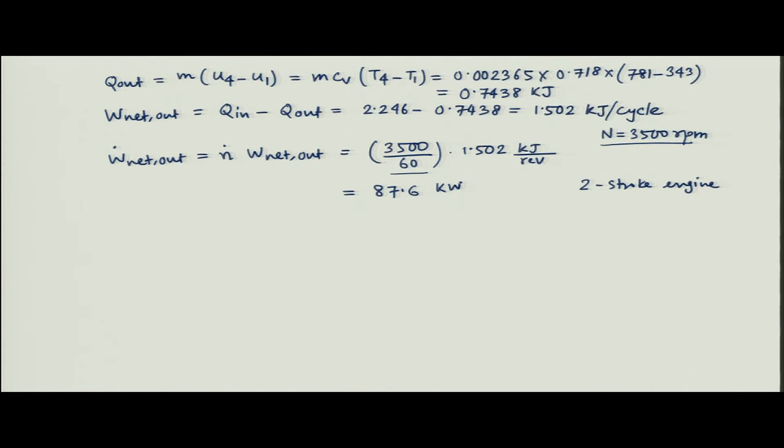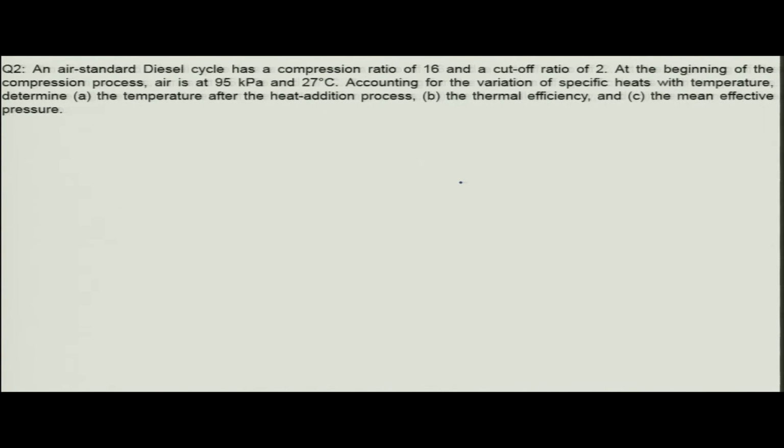Next, we move to another problem. The second problem is an air standard diesel cycle, but here we will be using variation of specific heats. So, that is the difference. Now, the problem statement is that the compression ratio is given, which is 16, and the cutoff ratio is also given, that is 2, and P1 is 95 kilopascal and T1 is 27 degree centigrade or 300 Kelvin. Accounting for the variation of specific heats with temperature, determine the temperature after the heat addition process.